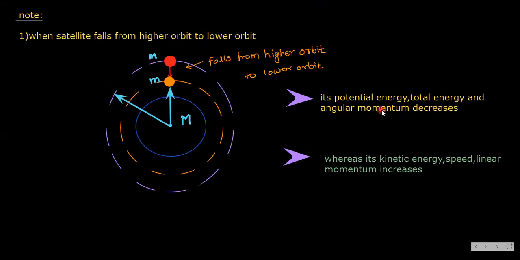See, its potential energy, next its total energy and angular momentum decrease, whereas its kinetic energy, speed, and linear momentum increase. Obviously, less height, more speed. So that's why kinetic energy, speed, and linear momentum will increase, whereas potential energy, total energy, and angular momentum decrease. So these three quantities decrease, these three quantities will increase. Okay, understood? So note down this also.